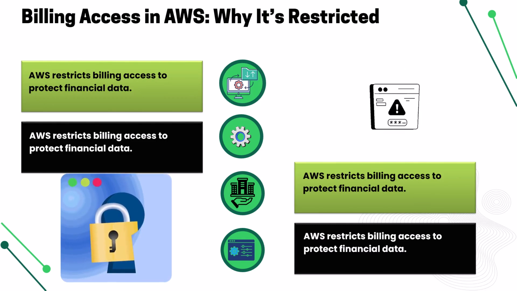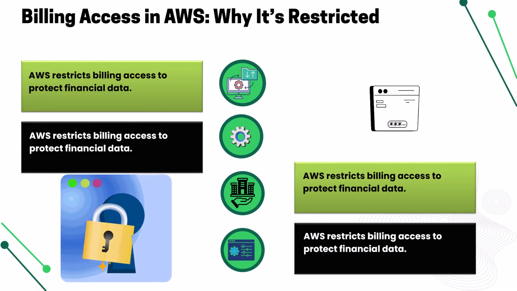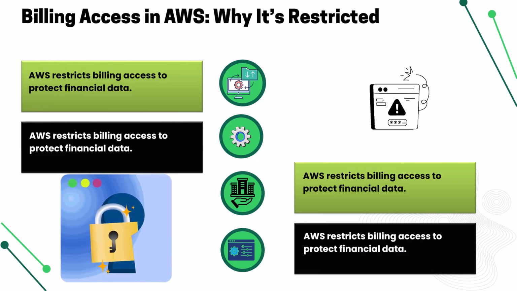AWS keeps its financial data locked down tighter than a vault. Why? Because unrestricted access could mean serious financial risks. Only the root user can enable billing permissions, making sure sensitive financial data doesn't end up in the wrong hands. It might feel inconvenient, but trust me, keeping security high is worth the hassle.